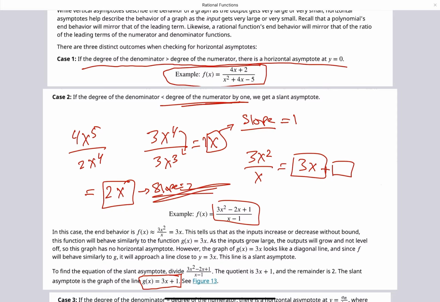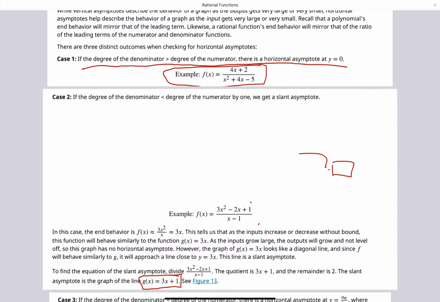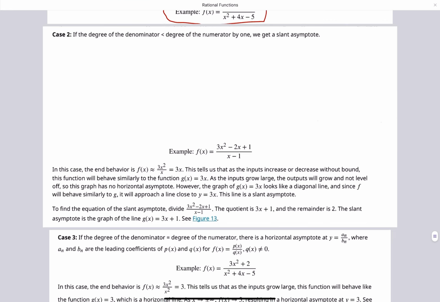And that is the slant asymptote, which is an asymptote that is slanted, which is basically neither vertical nor horizontal. It's oblique, so it looks like this. Okay, anyways, what do we have? Okay, we're done with this.